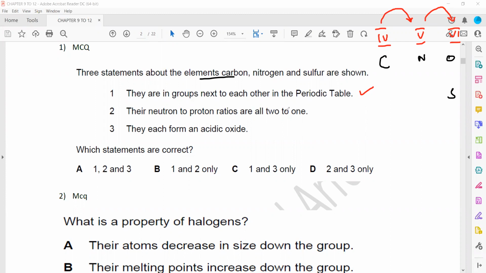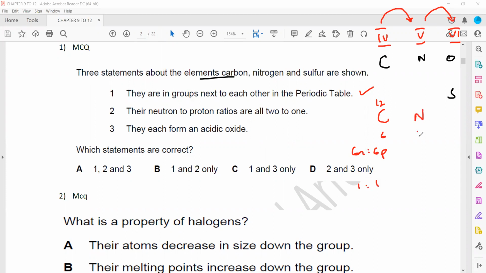Statement 2, their neutron to proton ratio is 2:1. That is not correct. Why? Because, for example, carbon is 6 and 12. So how many neutrons are there in carbon? Carbon has 6 neutrons and 6 protons. So the ratio of neutron to proton is 1:1, not 2:1.